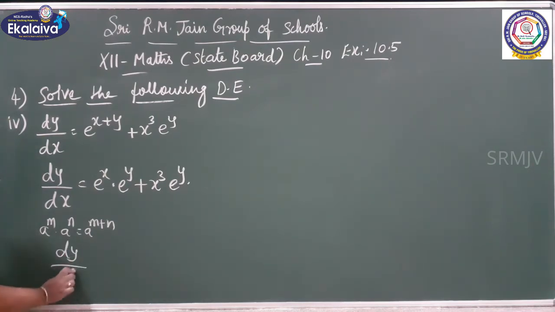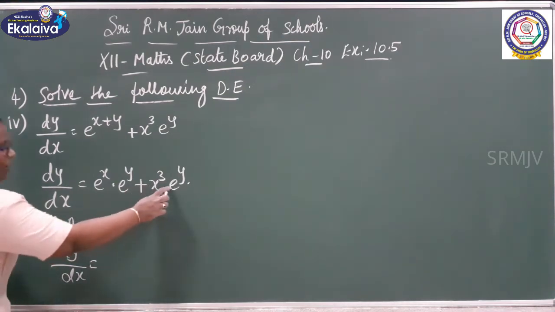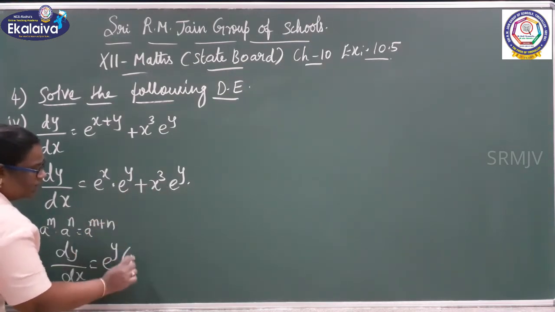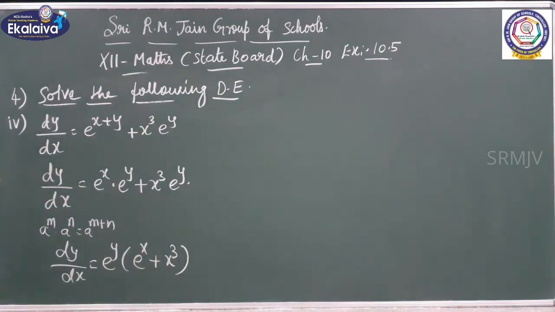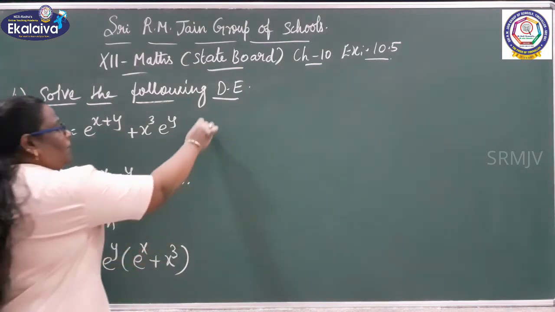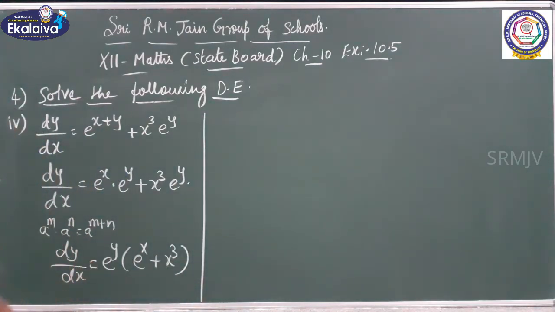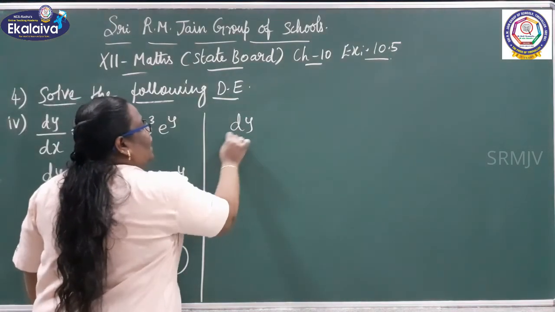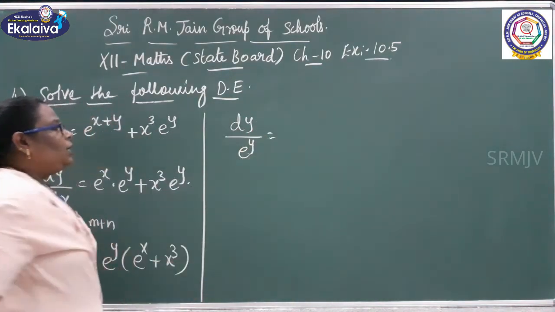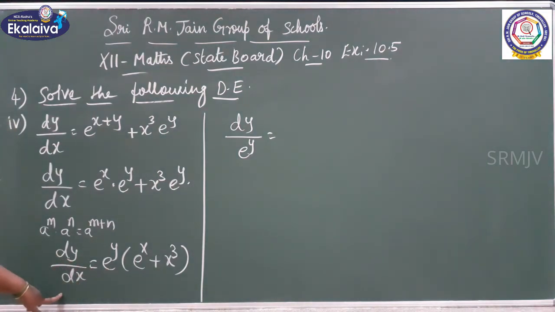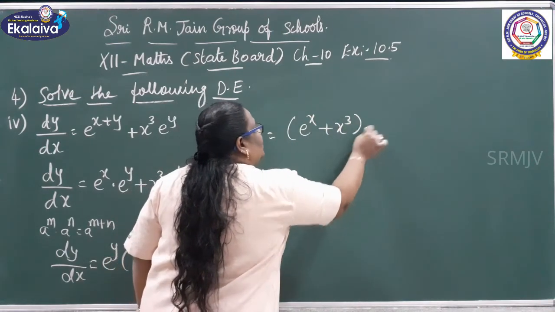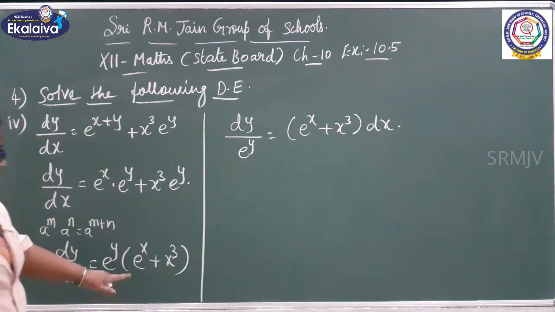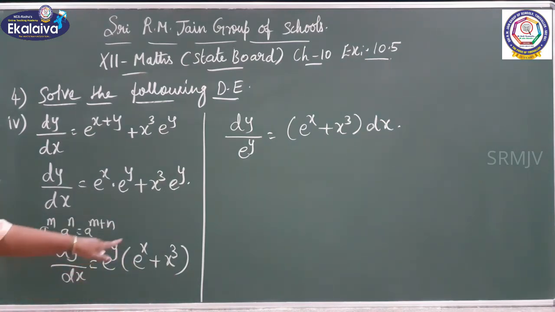Dy by dx equal to, e power y is common, you can take it out. What are the remaining terms? E power x plus x cube. By variable separable method, dy by e power y equal to e power x plus x cube into dx.